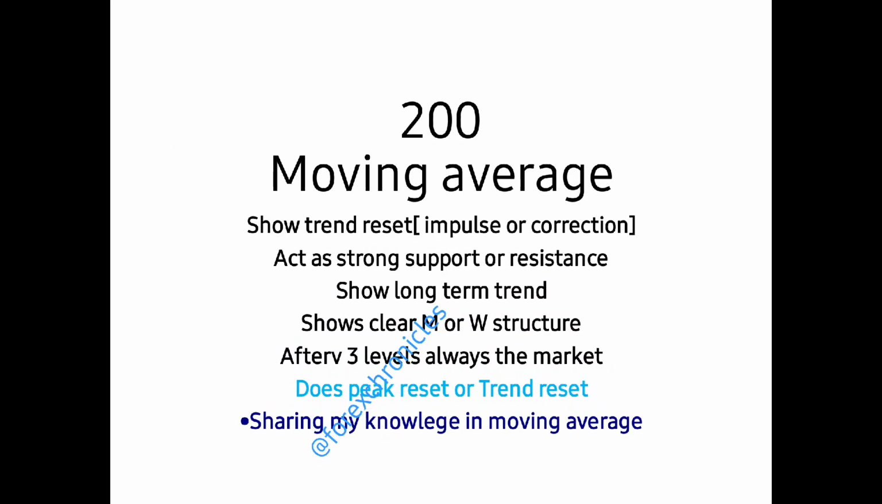Another one is a moving average, it is 200. It's a very important one. It shows the trend reset and correction, acts as a strong support and resistance, shows the long-term trend, shows clear M and W structure, and also after 3 levels shows where the market is going to do a peak reset or a trend. It's very common. This is a very strong support and resistance where the market is in uptrend or downtrend.